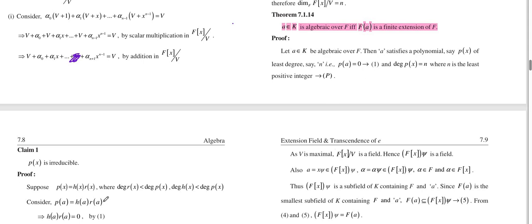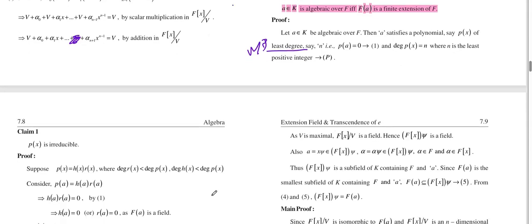This we have proved in the earlier video, that a minimal polynomial will always imply an irreducible polynomial. Least degree we have mentioned, which means it's the minimal polynomial. So p of x is irreducible. We need to establish this. Suppose it is reducible, with degree of r of x less than degree of p of x, and the other one, degree of h of x less than degree of p of x.